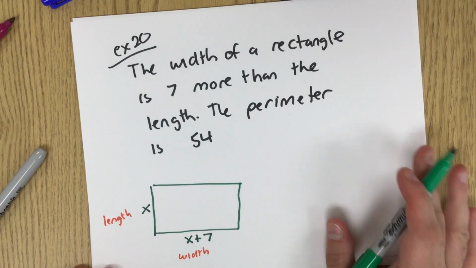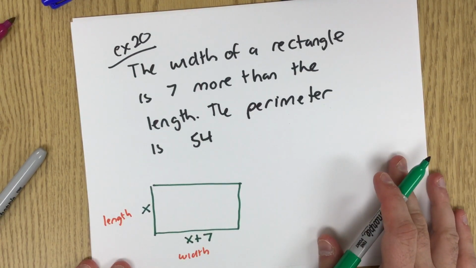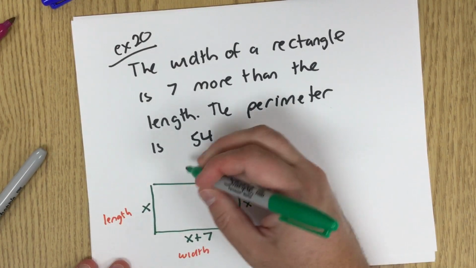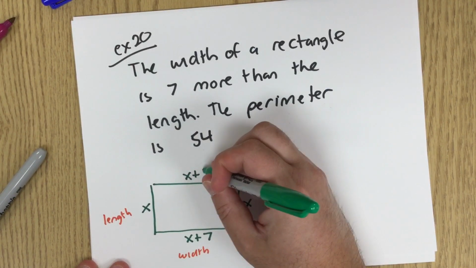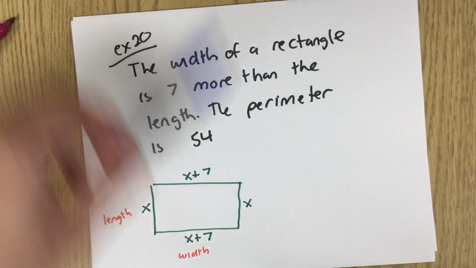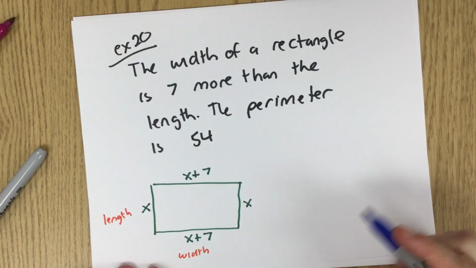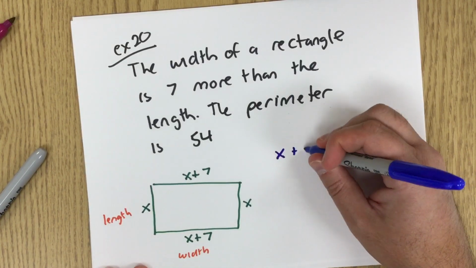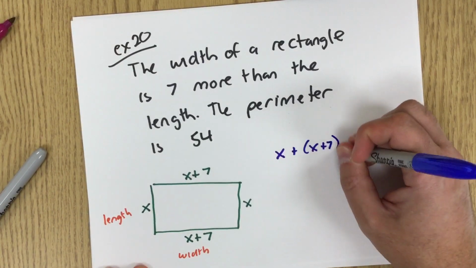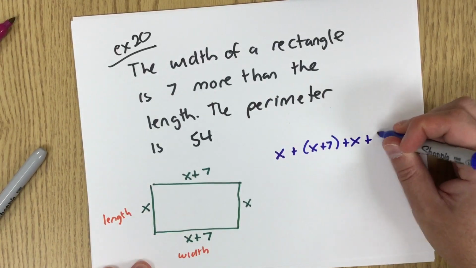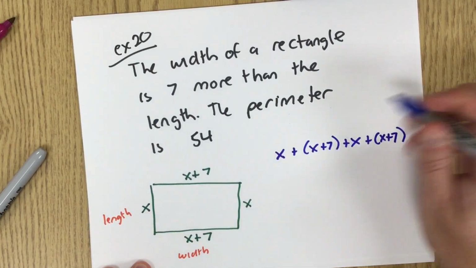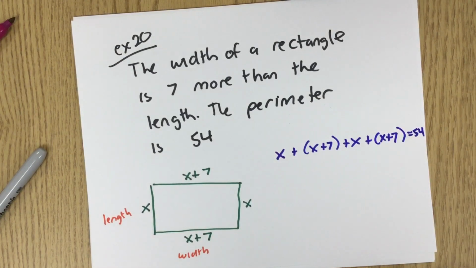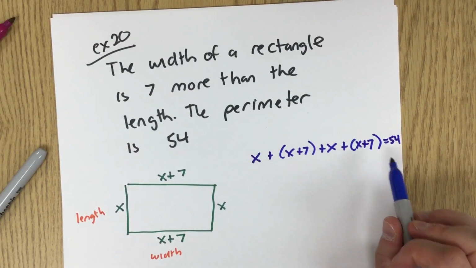Now if we're going to make a perimeter out of this thing, if that's x, then this is also x. If that's x plus 7, then this is also x plus 7. And a perimeter, we add up all the sides. So the perimeter is going to be x plus 7 plus x plus 7, and all that adds up to 54.